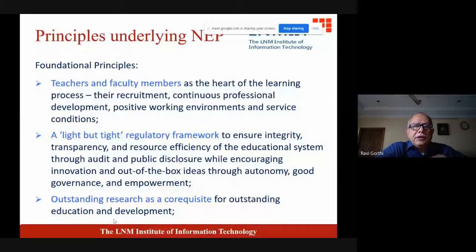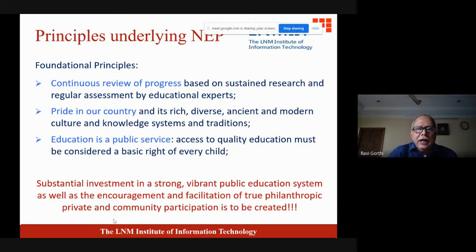In my opinion, the quality assurance in many places, I was talking to some of the friends in older IITs, is nowhere adequate at all. So there should be a measurable sustenance and improvement. Outstanding research, we understand, is a core requisite for outstanding teaching. Continuous review of progress based on sustained research and regular assessment, of the experts, the teachers, the faculty. Pride in our country, these are additional points. Education as a public service.